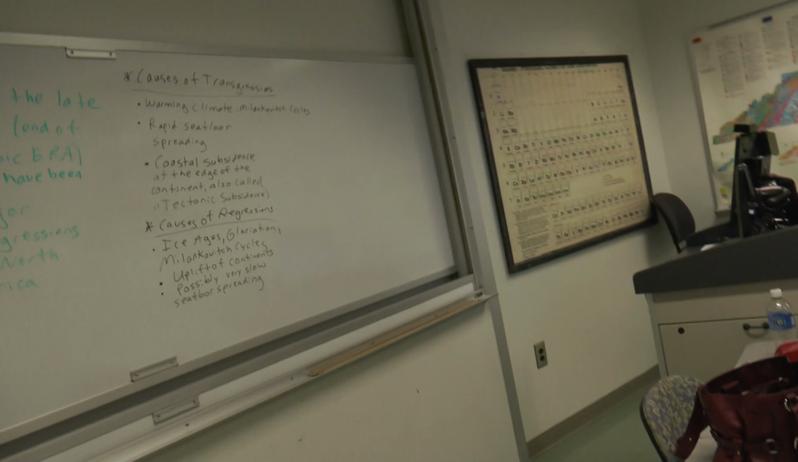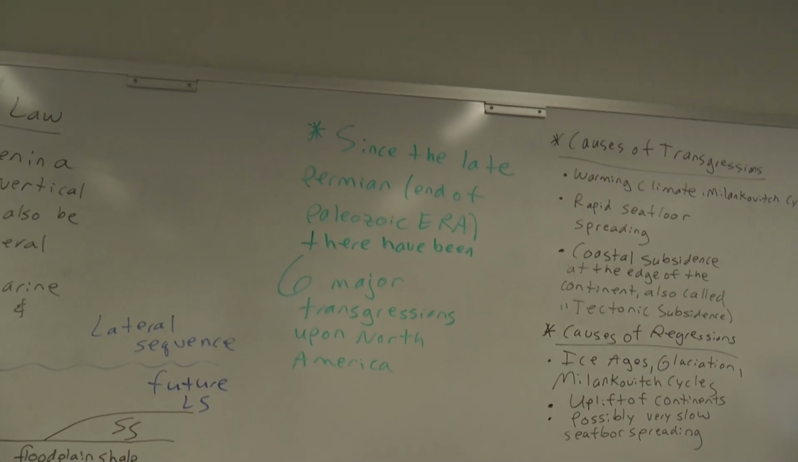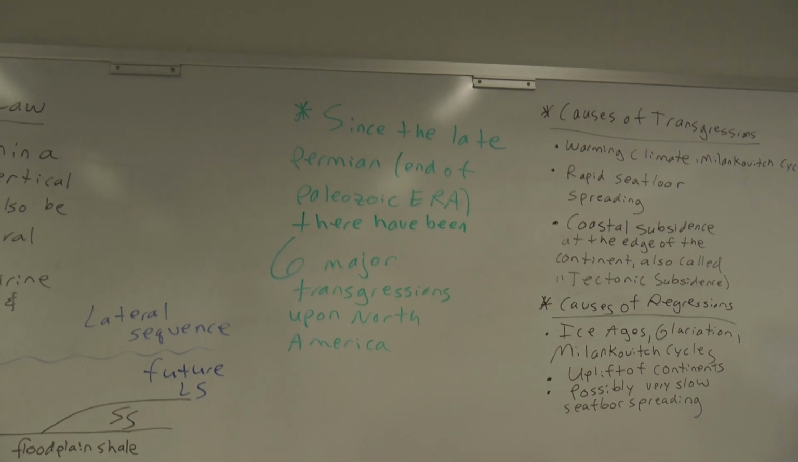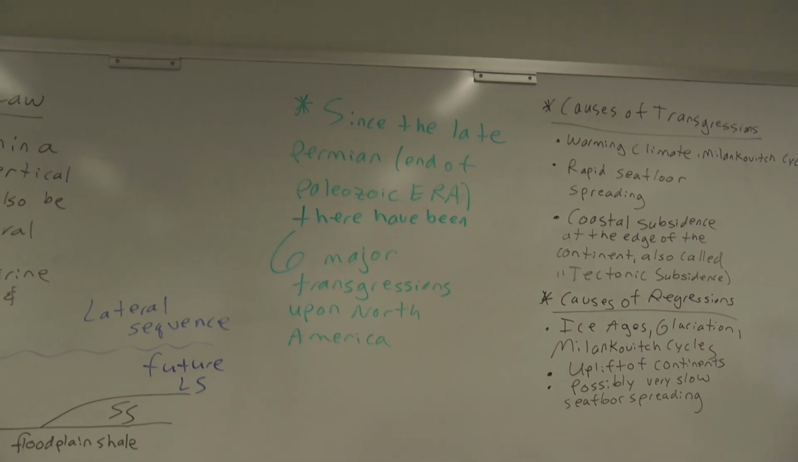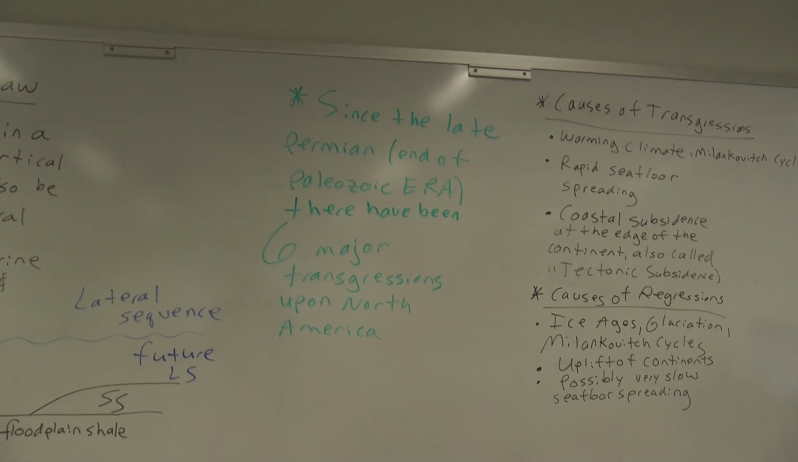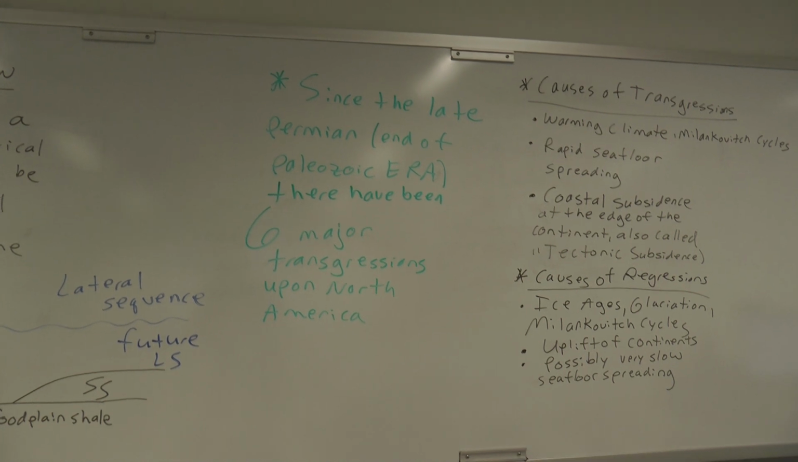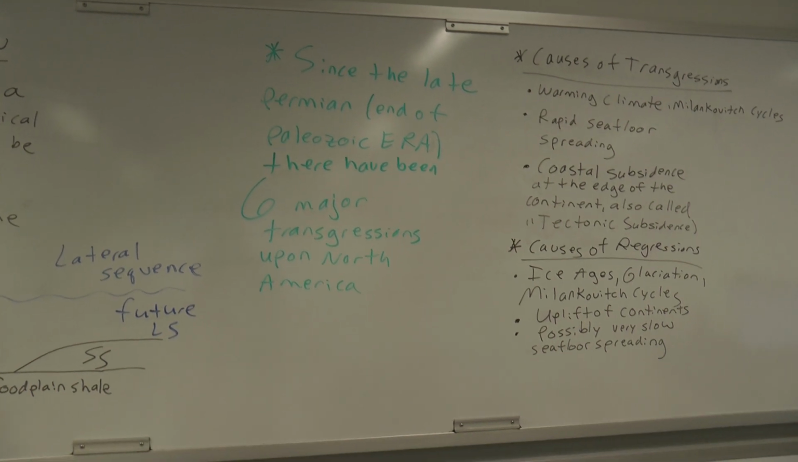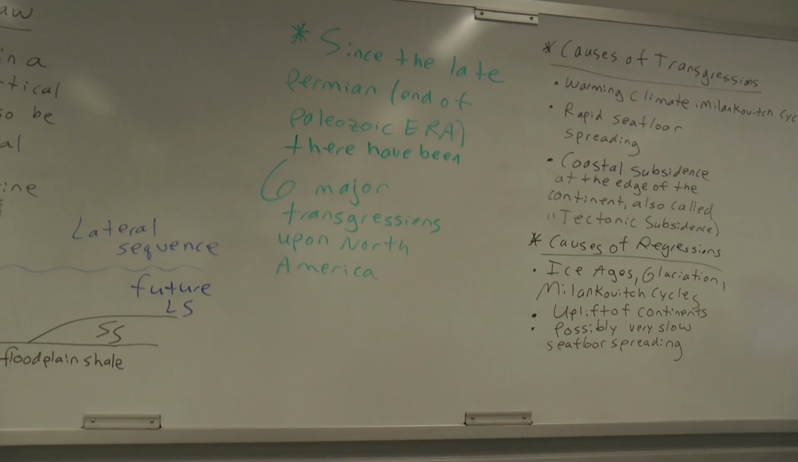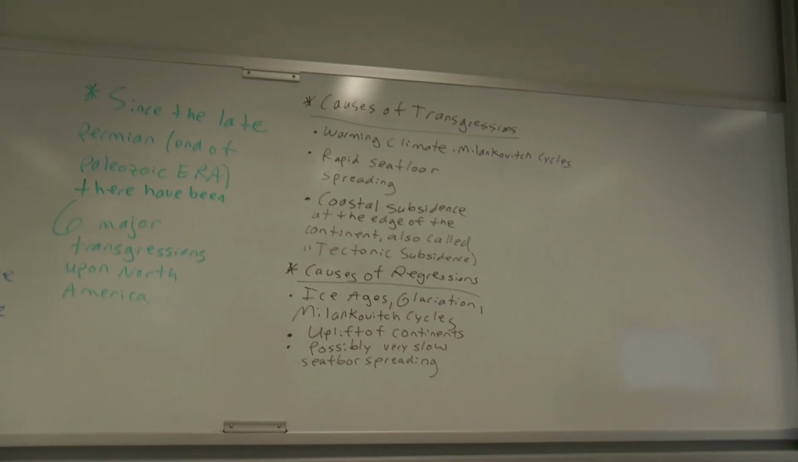All right, a couple last things here. Something interesting that we'll talk about more in later chapters. Since the late Permian, which is basically the end of the Paleozoic era, before we get the dinosaurs, there have been 6 major marine transgressions upon North America. We'll learn more about those in later chapters. All right, how about our last topic for Chapter 6, Video Lesson Part 2?